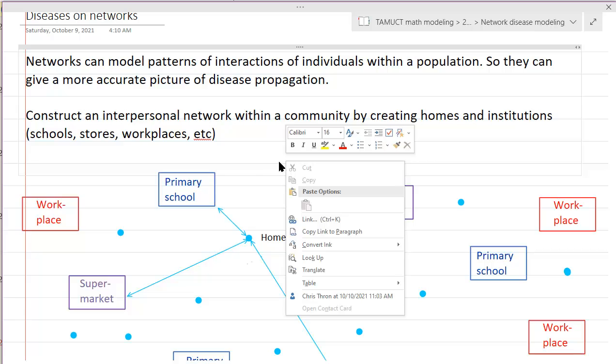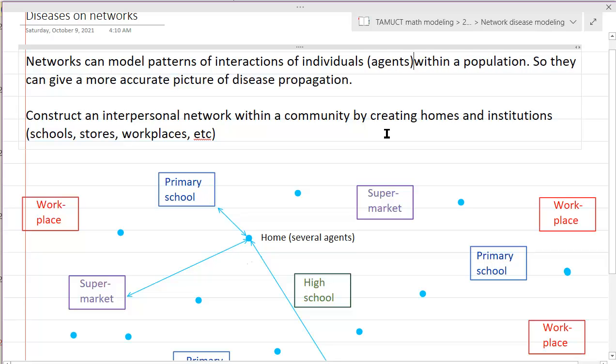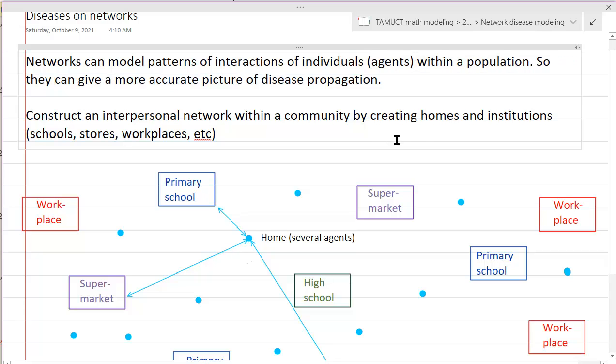Now we certainly want a more realistic picture of how the people in the community are connected. So we can do that by introducing institutions. Networks can model patterns of interactions of individuals within a population, and individuals we call agents. Networks can give a more accurate picture of disease propagation than SIR models, where everyone is assumed to interact with everybody.